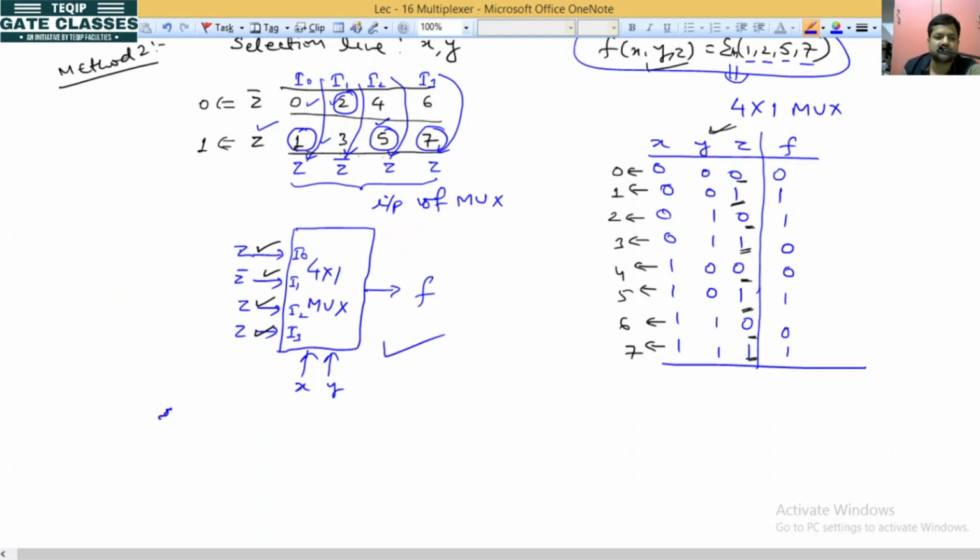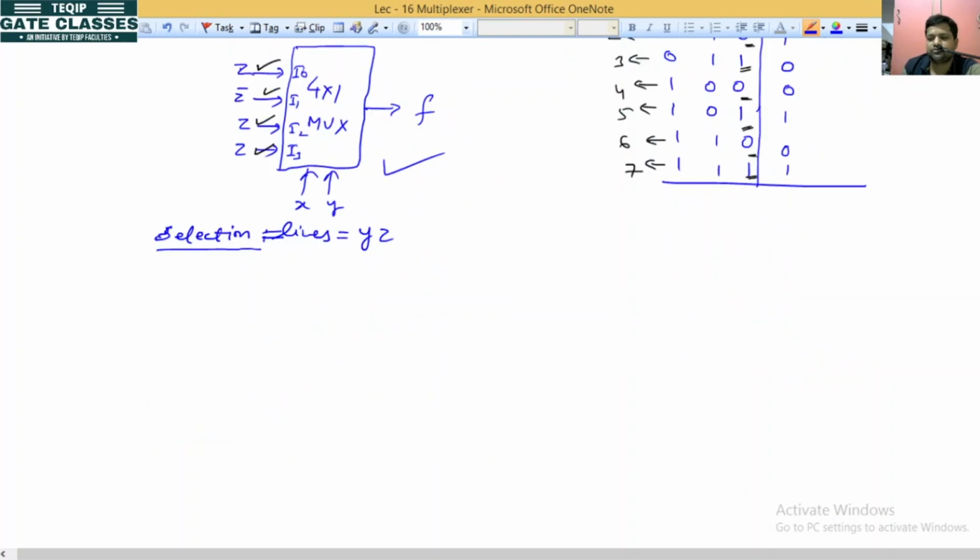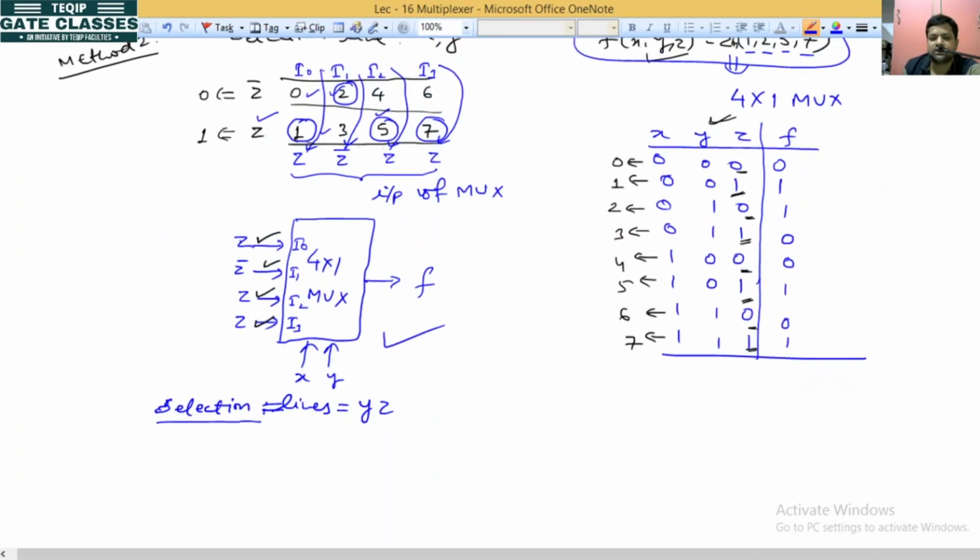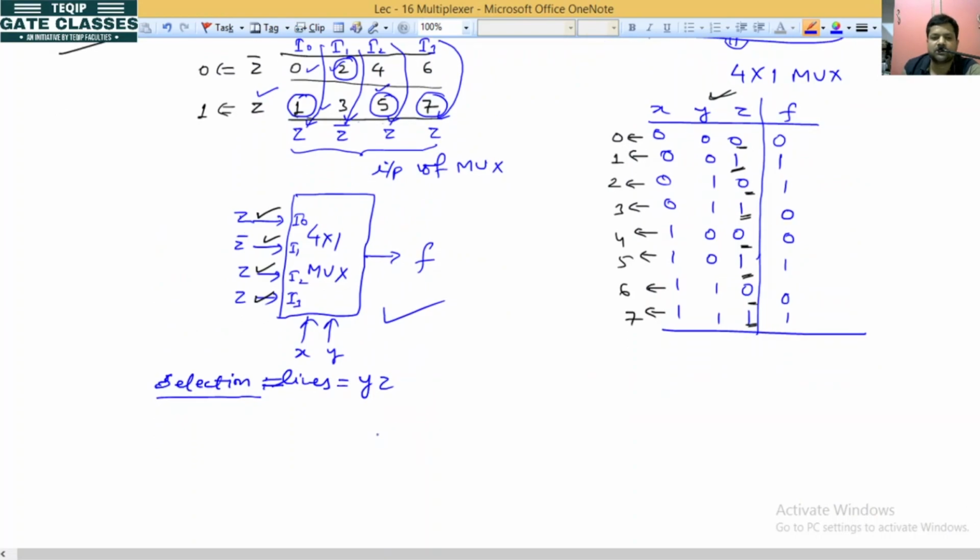Suppose I want a selection line, I can take any two selection lines, it is not necessary that I use xy only. So let's say I have taken the selection lines as yz. Then if you take the selection line as yz, you just make this one.